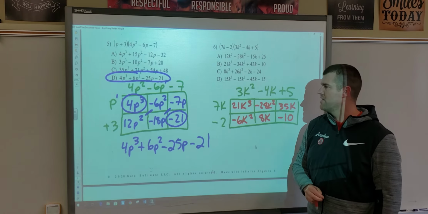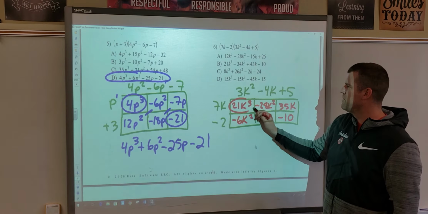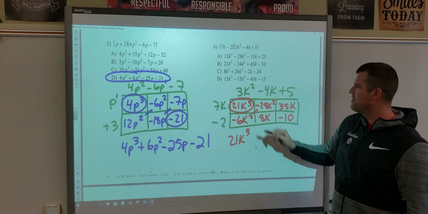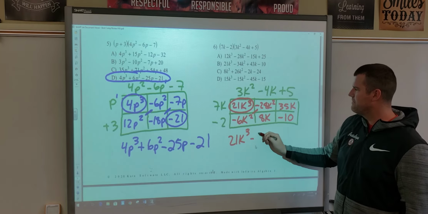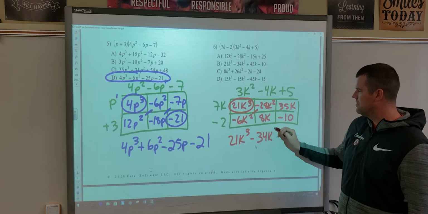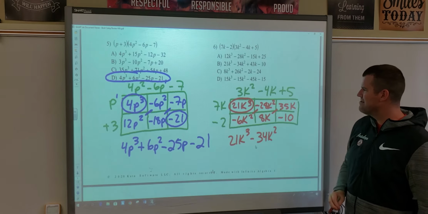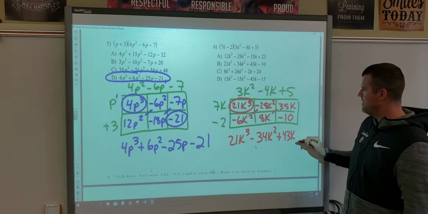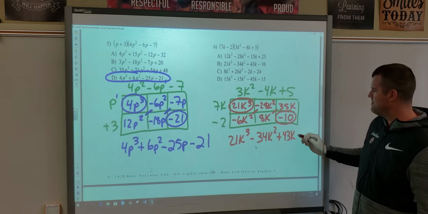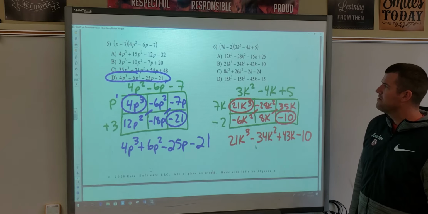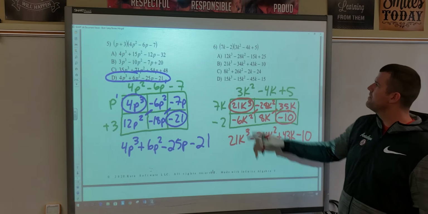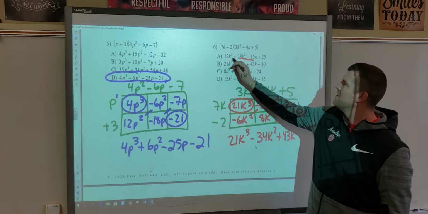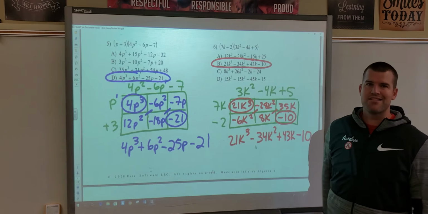Finally, we go look for our like terms. We've got 21k to the third. We can combine our k squareds, which gives us negative 34. We can combine our k's, which gives us positive 43k. And then finally, we've got our constant, minus 10. So 21k to the third minus 34k squared plus 43k minus 10. Nailed it! 6 is B.